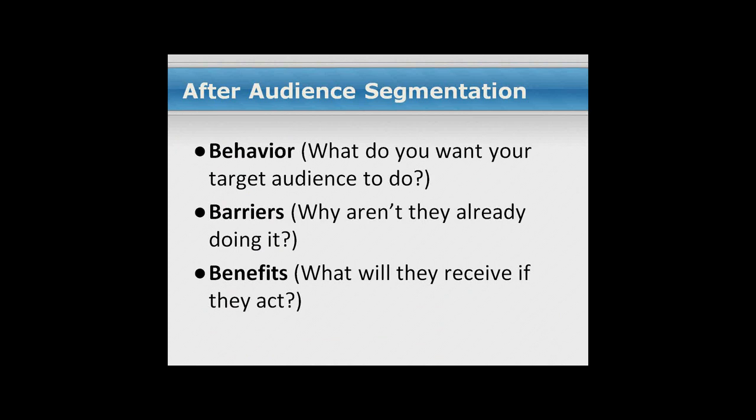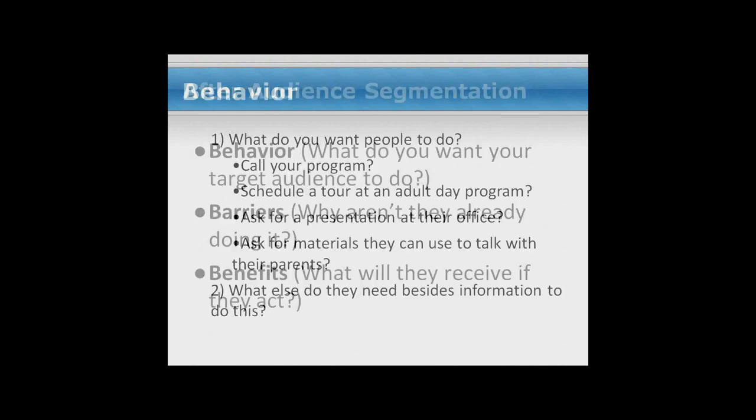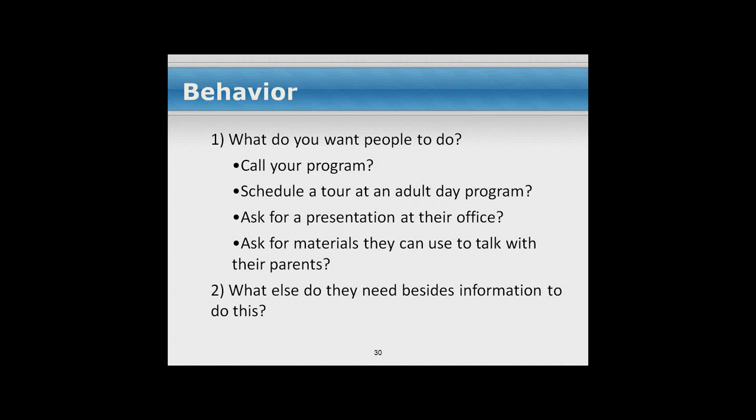So after we do our audience segmentation, after we look at who it is that we really want to target, we look at behavior. What do we want our target audience to do? Why aren't they already doing it? And what will they receive if they act? So we kind of mentioned this before, and I'll show you in the framework how it all comes together. So what is it you want people to do? Do you want them to call your program? Do you want them to schedule a tour? Do you want them to ask for a presentation at their office?